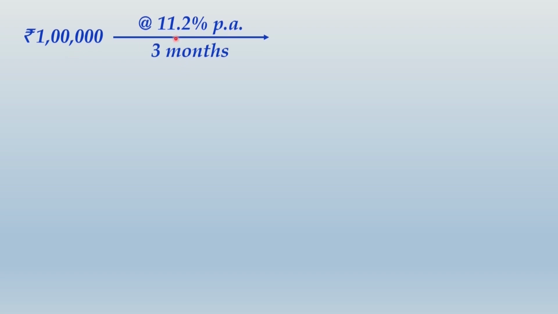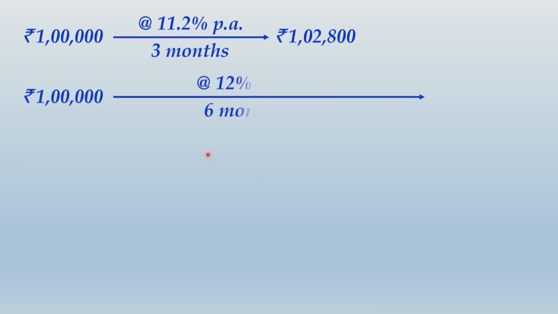So it will be 1 lakh into 11.2% into 3/12. Check what is the interest amount you are getting. Add that interest to this principal amount of 1 lakh and tell me what comes as the maturity value. Obviously, your answer of maturity value should be 1,02,800.